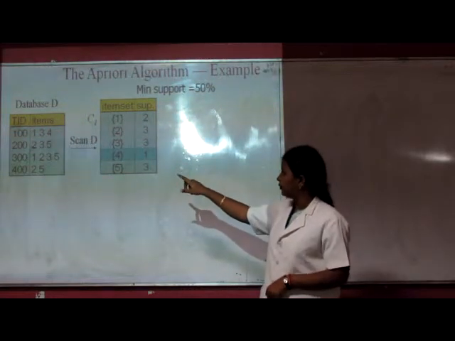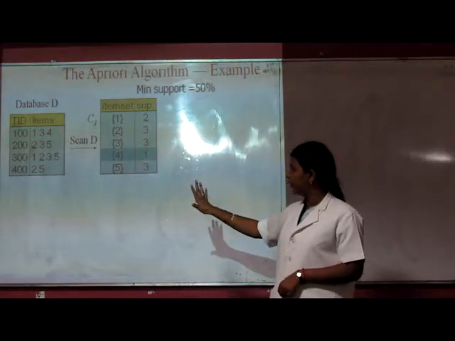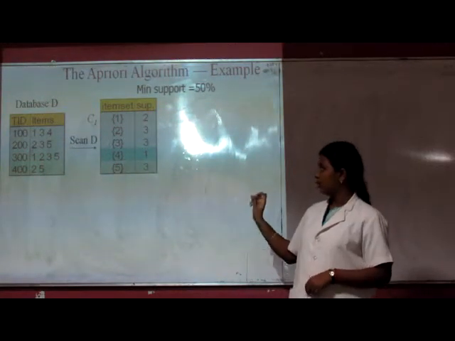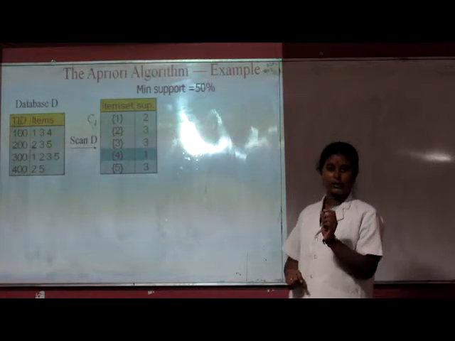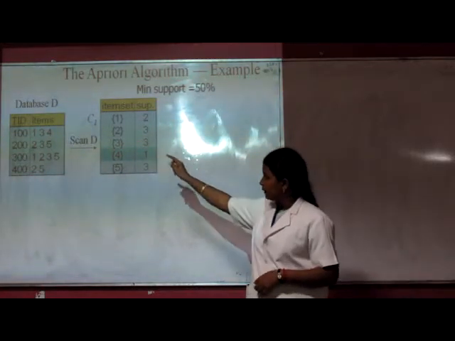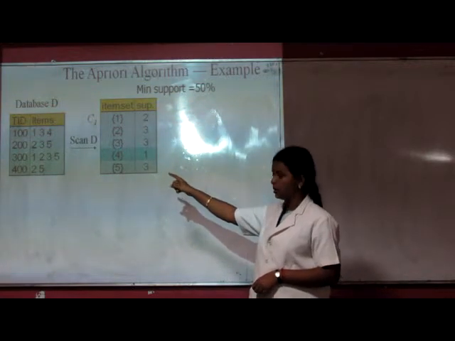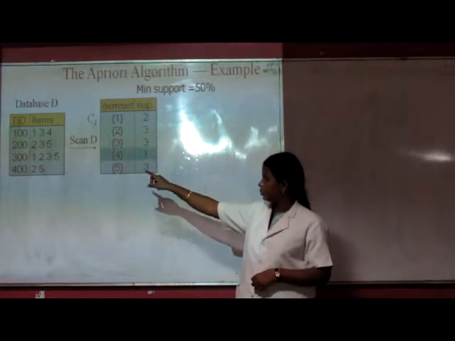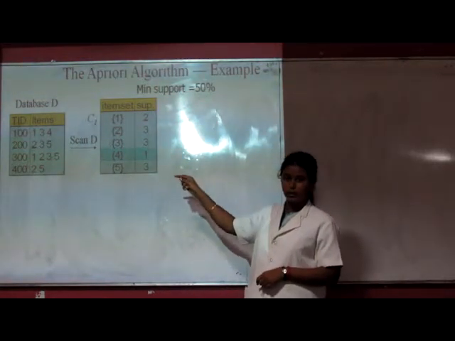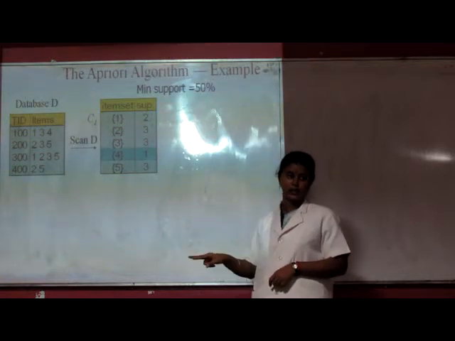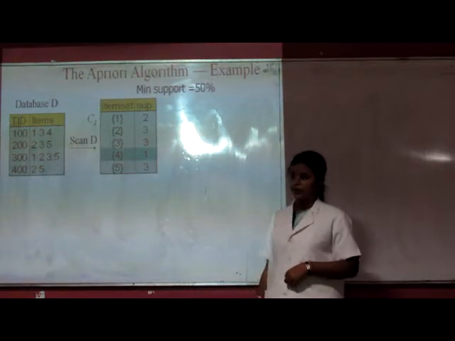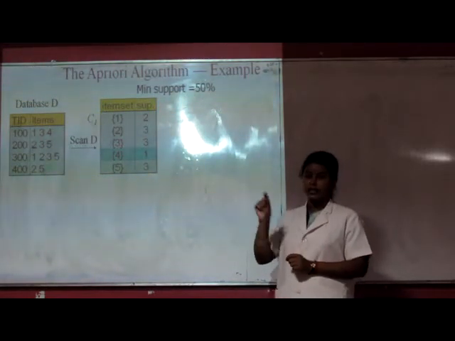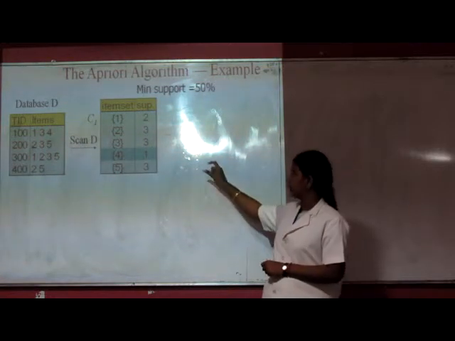For the first item, there were 1, 2, 3, 4, 5 items. Among that, for each item, I have to take the support level. If I take 1, the first transaction and the third transaction have 1 present, so the support will be 2. If I am taking 2, it is in the second, third and fourth transactions. On all the 3, 2 was present, so the support will be 3. Like that for each item, I have to take the support: the number of transactions in which that item was present. So that is my support.